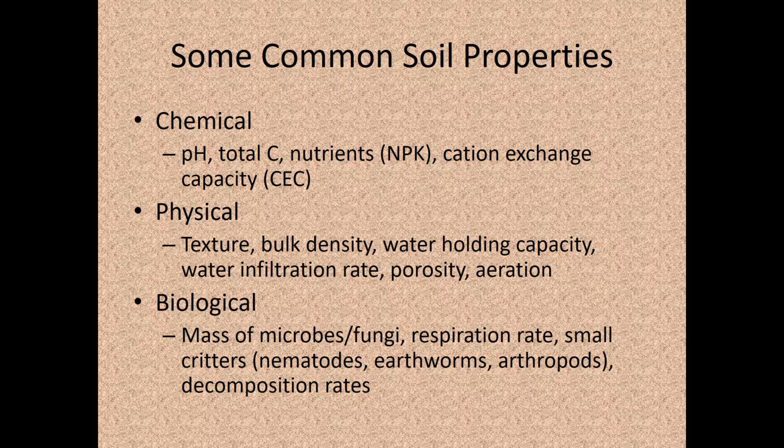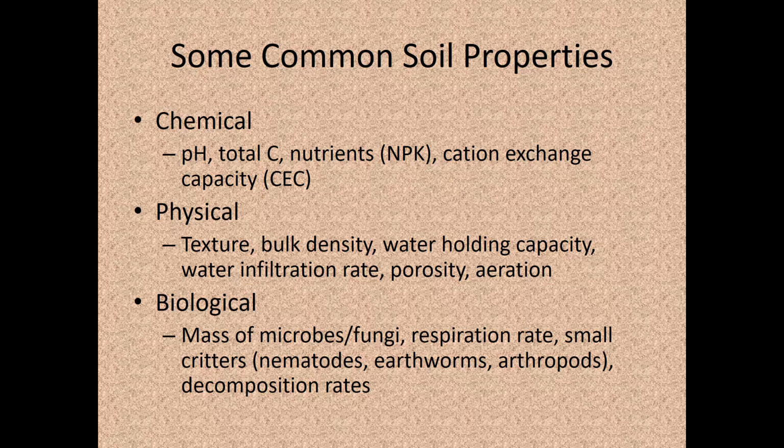So let's start out with the three categories of common soil properties. There are chemical properties, physical properties, and biological properties associated with soils. And when soil scientists describe a soil, they tend to talk about all of these different properties because they all determine the health of the soil and whether it can grow plants.